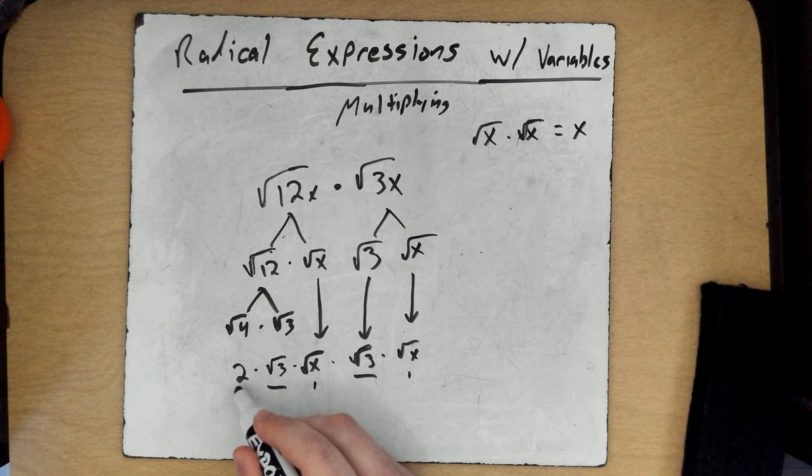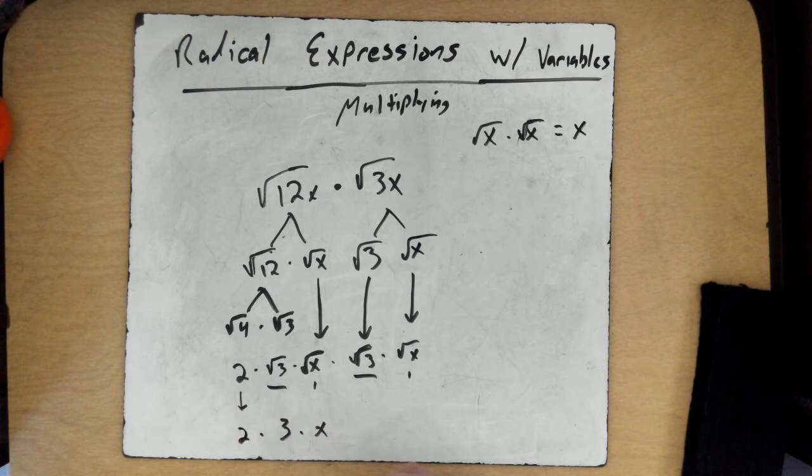Now, our 2 is still up here. I'm going to bring this down. So 2, remember everything gets multiplied together. So 2 times 3 times x. Multiply your numbers. 2 times 3 is 6. X is by itself, so it stays just like that.